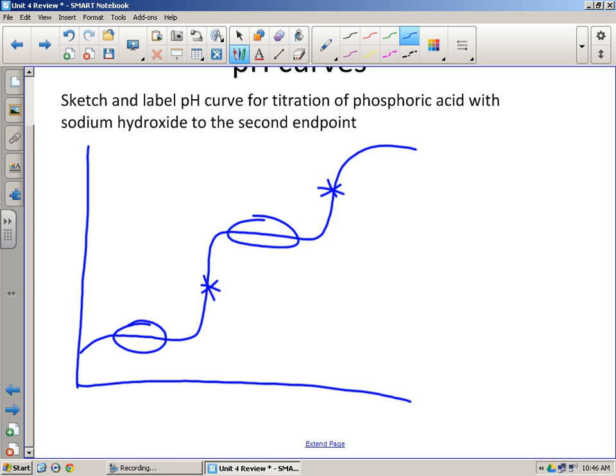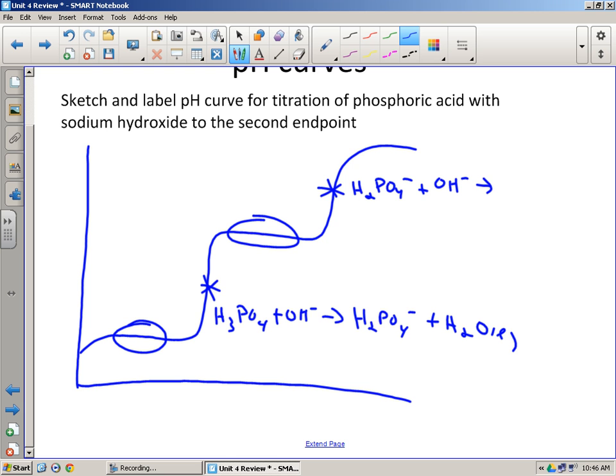Let's see. First one, of course, this would be the phosphoric acid, which is a weak acid, and a strong base. Gives me proton donor, proton acceptor, H2PO4 minus, I guess, and water. And then for the second endpoint here, we now have H2PO4 minus and hydroxide to give me HPO4 2 minus and water. So proton donor, proton acceptor kind of stuff. Yeah, this once again, same kind of deal. In fact, both of these I believe are amphiprotic if I'm not mistaken. So probably a lot of work to do with that, I imagine. Let's see.